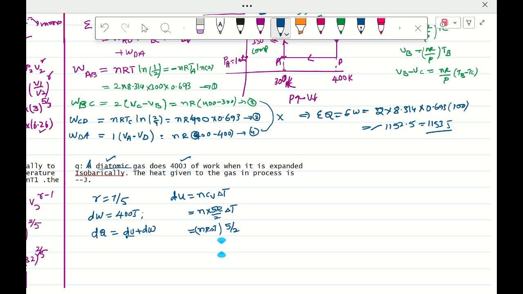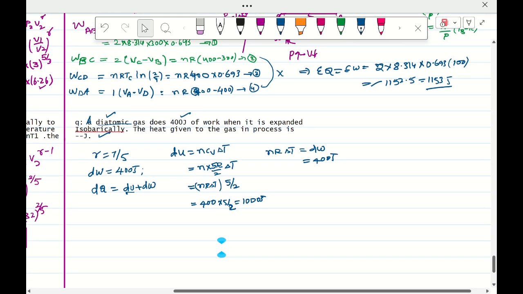But I don't know how much nRΔT is. It is isobaric, and therefore in an isobaric process nRΔT is equal to dW, which is 400 joules. So dU is 400 into 5 by 2, that equals 1000 joules. Here it is very clear how nRΔT came. In the table I have given it anyhow, but again here I will explain.